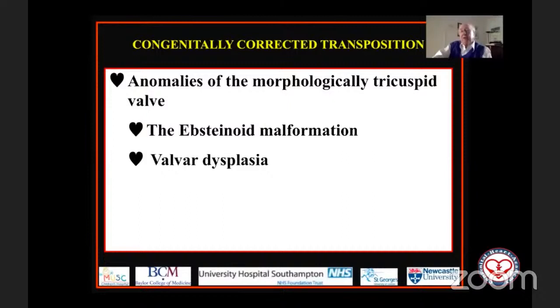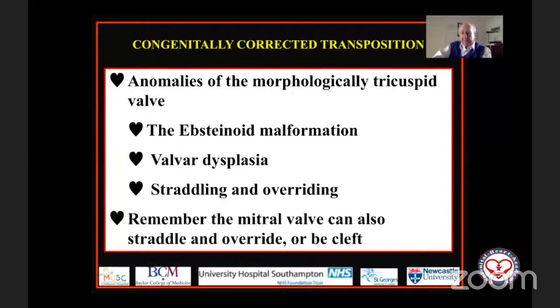You've seen this once already, but Diane's going to show you that heart again. But she's also going to show you a nice example of a straddling and overriding tricuspid valve. And she'll then explain the spectrum that exists from congenitally corrected transposition to double inlet left ventricle with left-sided incomplete right ventricle, which is one of the close cousins. We're not going to have time to show you malformations of the mitral valve today, but remember, they can also straddle and override, and the mitral valve can be cleft. But now, Diane's going to show you the lesions of the morphologically tricuspid valve.